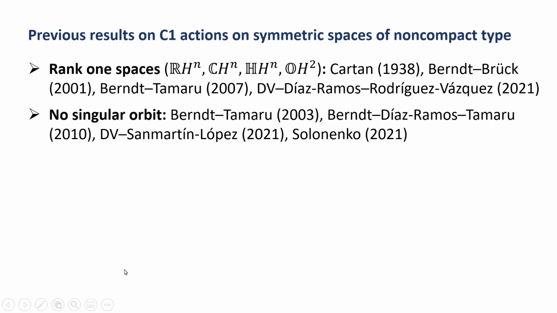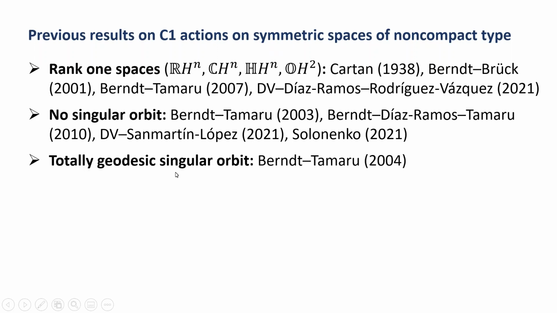In symmetric spaces of non-compact type of arbitrary rank, since they are Hadamard manifolds, a cohomogeneity one action cannot have two singular orbits. So you have two possibilities: no singular orbit or one singular orbit. The case where all orbits are regular is already completed, so we have a complete classification there. As for one singular orbit, the particular case when this singular orbit is totally geodesic is also known. It's due to Berndt and Tamaru in a different paper.